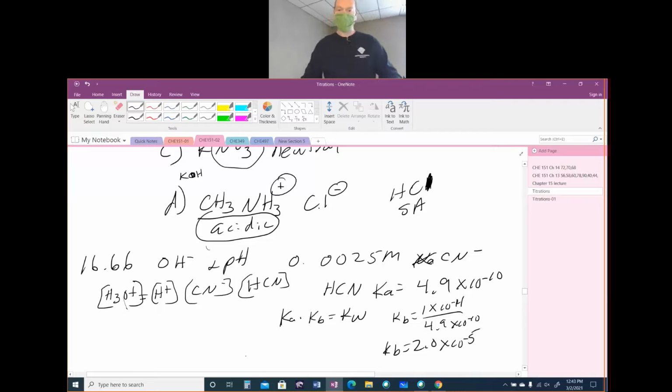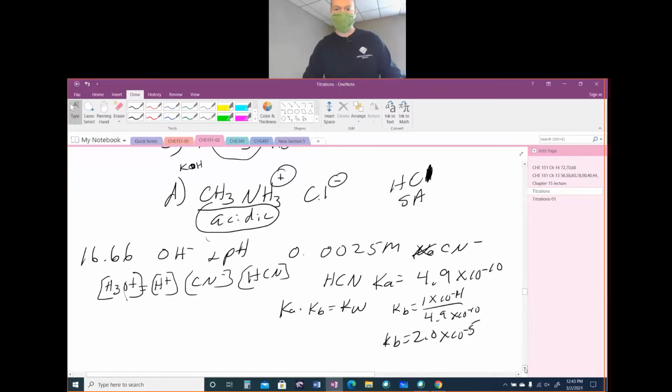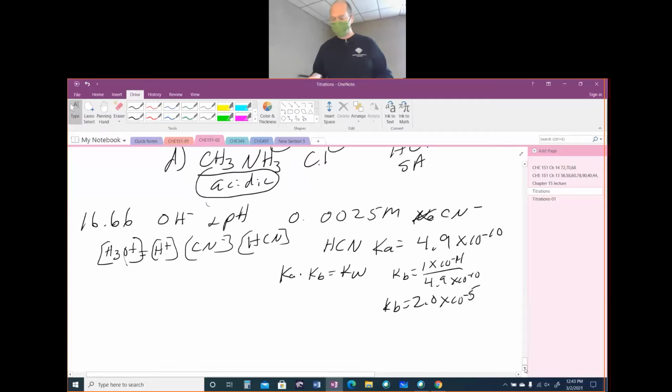All right, so now we need to find out if this is going to be an easy question or a hard question. Well, it depends on what your definition is, but for me, if I don't have to check my X, I feel like that's an easy question. In order to not check your X, your concentration of your base divided by your Kb has to be greater than 1,000. So we do our concentration of base.